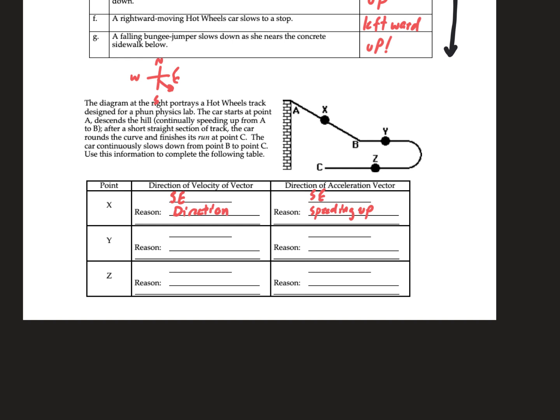At position Y, notice it says the car continuously slows down from point B to C. So if I'm looking at point Y, the velocity is, I'm going to say, in the east direction, or to the right.